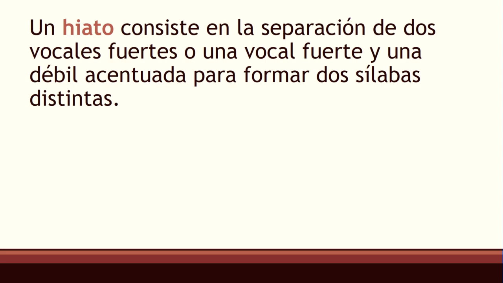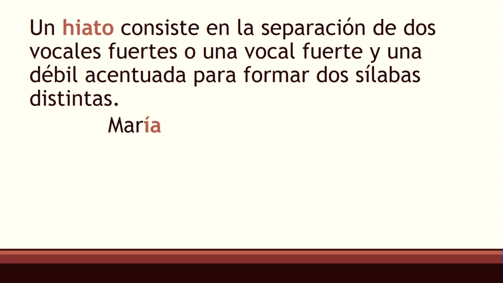That is called an hiato in Spanish. So think of 2 magnets. Opposite poles attract each other, right? Like a weak vowel and a strong vowel, and that is what happens in a diptongo. But similar poles repel each other, and that is what happens in an hiato. 2 strong vowels repel each other, and when a weak vowel has an accent mark, it functions as a strong vowel. So, un hiato consiste en la separación de 2 vocales fuertes o una vocal fuerte y una débil acentuada para formar 2 sílabas distintas.